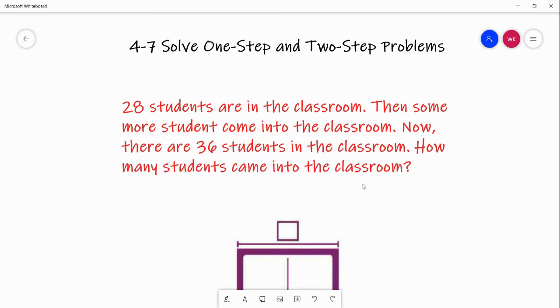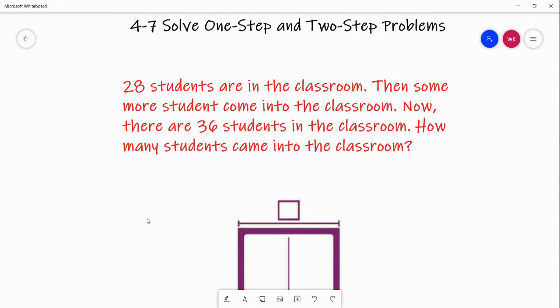Hi friends, we are going to go over lesson 4-7 today, solve one-step and two-step problems. So our first problem is: 28 students are in the classroom. Then some more students come into the classroom. Now there are 36 students in the classroom. How many students came into the classroom?